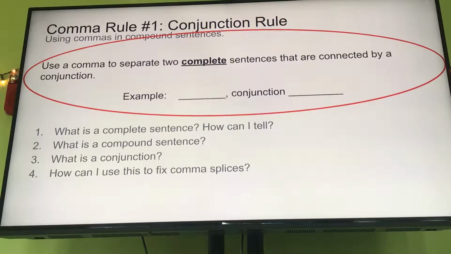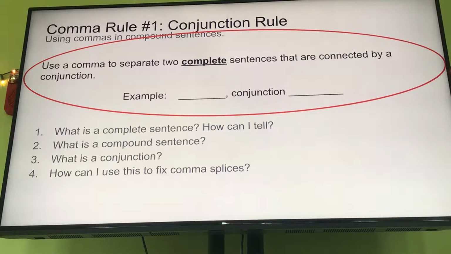In order to do this, you need to know what is a complete sentence and how can I tell. If you did not go through the grammar rock stuff yet, go through that. There's a video on what we did on that day, and also a very short video that goes over complete sentences, how to tell if a sentence is complete. How can you tell if it has a subject and a predicate? If you went through those videos or you were here for that, you know that.